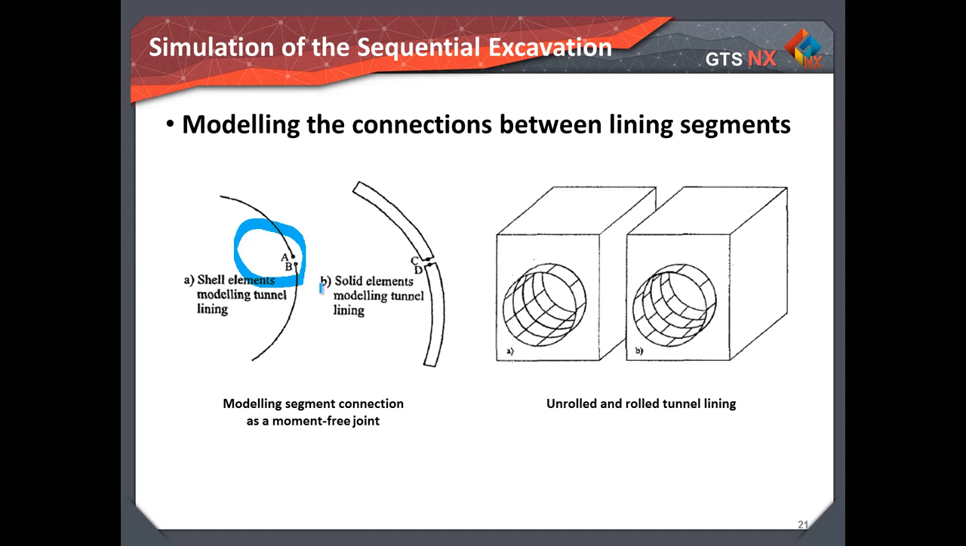Clearly, this is a simplification as most segmented linings will be able to transmit some moments across their joint. A similar procedure could be applied if solid elements were used to represent the tunnel segment. In this case, the displacements of the mid-side nodes C and D would be tied. In a plane strain analysis, the idealization represents a tunnel with an unrolled lining as shown in figure A. If in reality the lining segments are rolled, see figure B, the above model may not be appropriate.